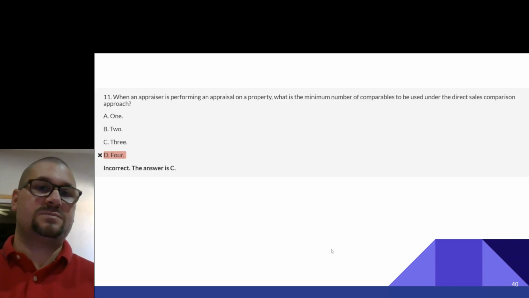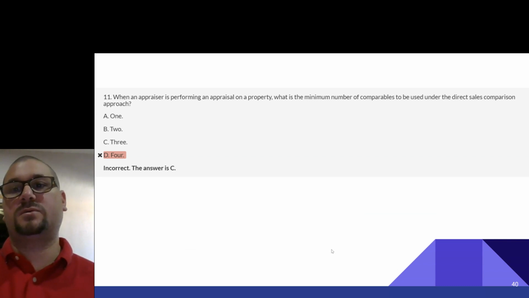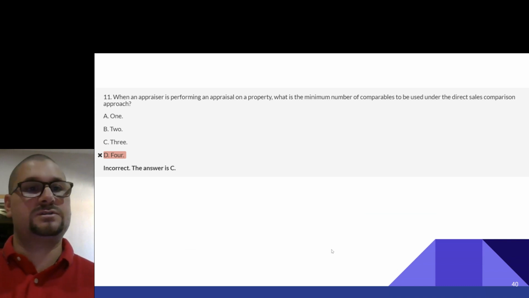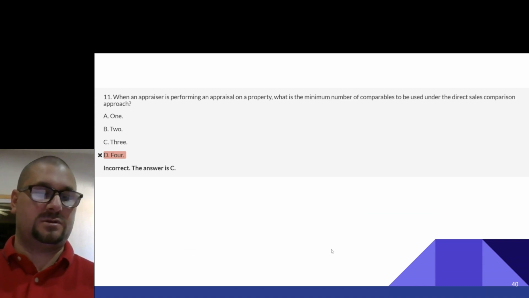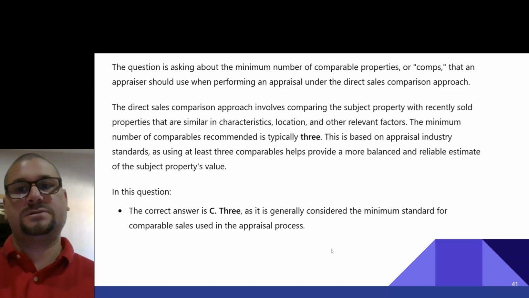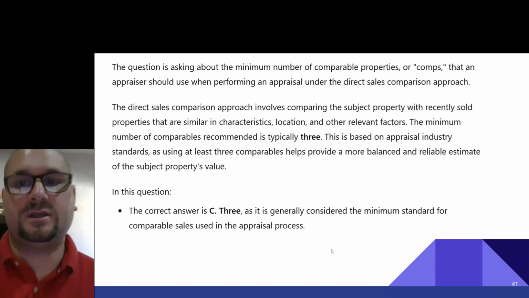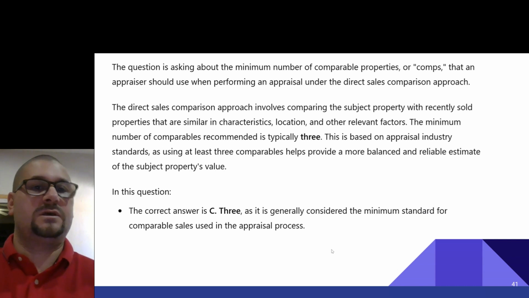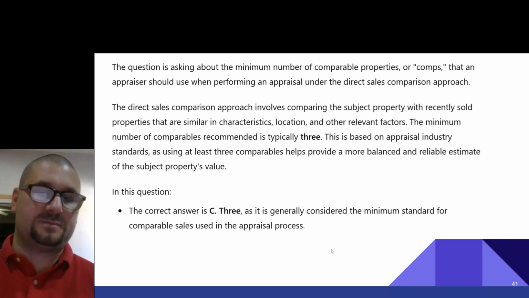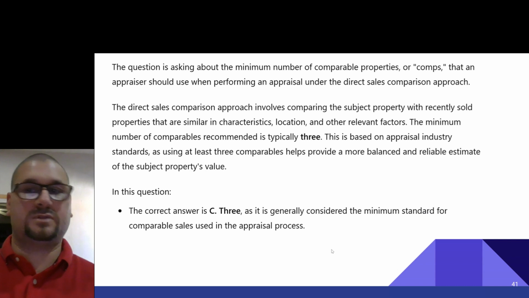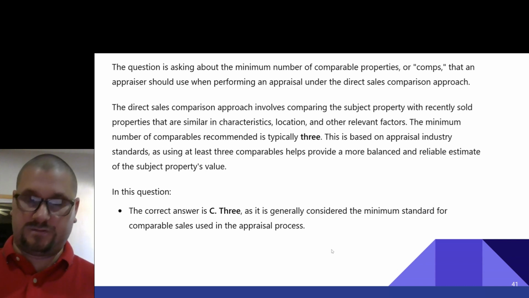So when an appraiser is performing an appraisal on a property, what's the minimum number of comparables to be used under the direct sales comparison approach? So 3, this is based on appraisal industry standards. Using at least 3 comps helps provide a more balanced and reliable estimate of the subject property's value.